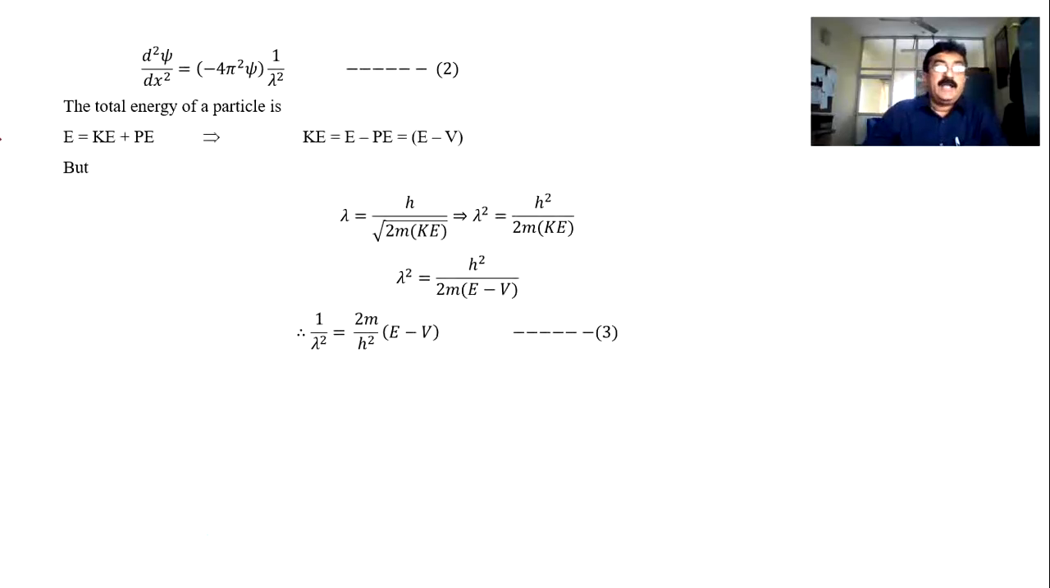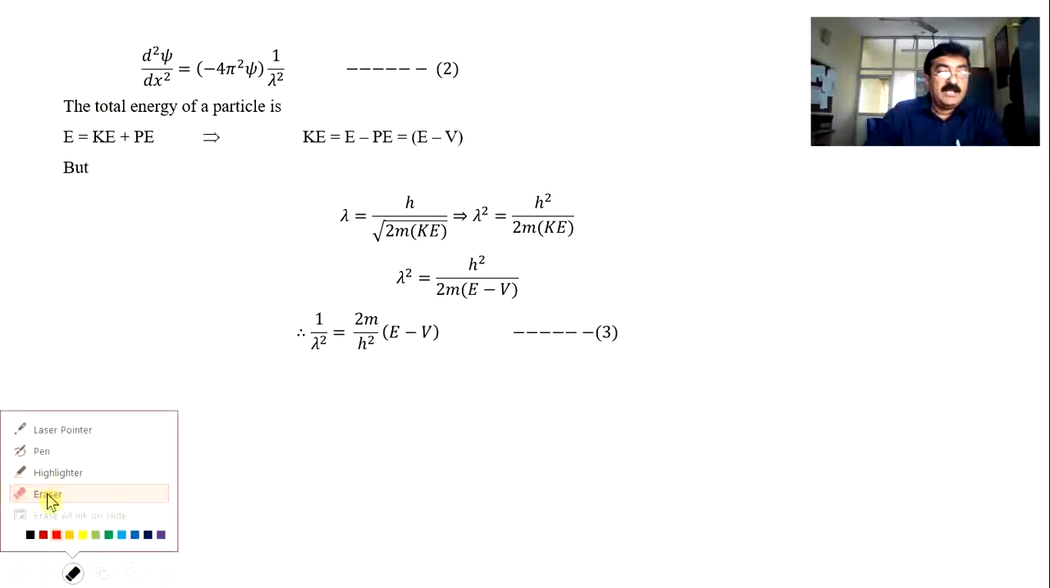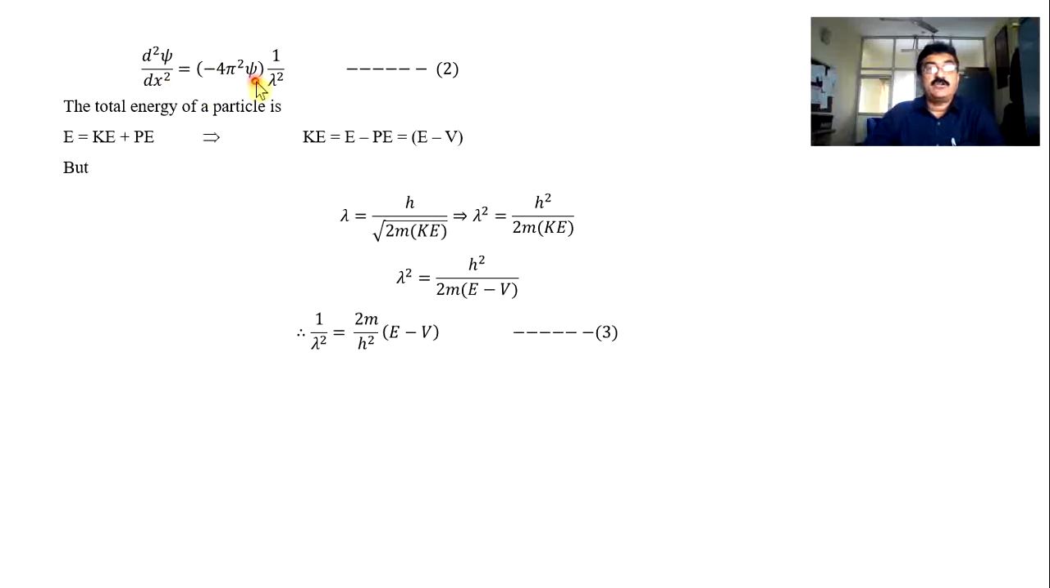See, the previous equation I have written once again. Just erase this unwanted thing. So d square psi by dx square is equal to minus 4 pi square by lambda square. I have taken that 1 by lambda square separately. Lambda square was in the denominator, I write it as 1 by lambda square. Why? Because I am going to replace that 1 by lambda square.